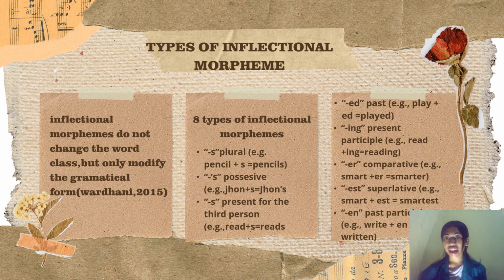And then ed, that indicates an action occurred in the past time. For example, play plus ed becomes played. And then ing as present participle. For example, read plus ing becomes reading.